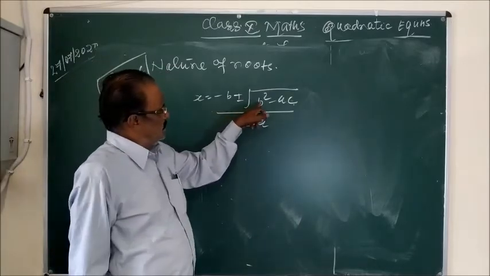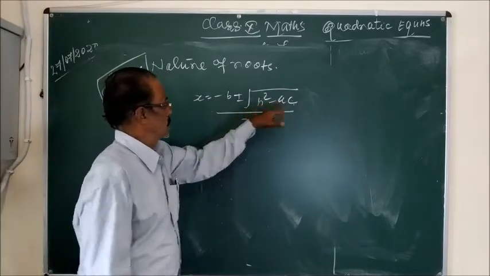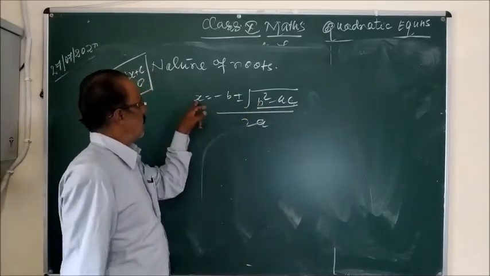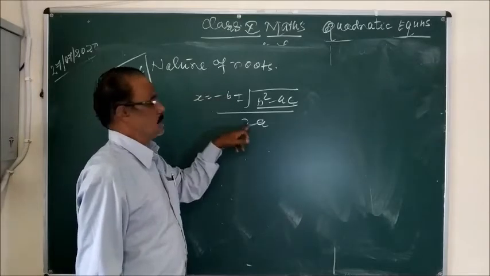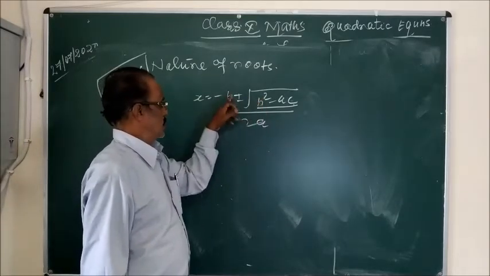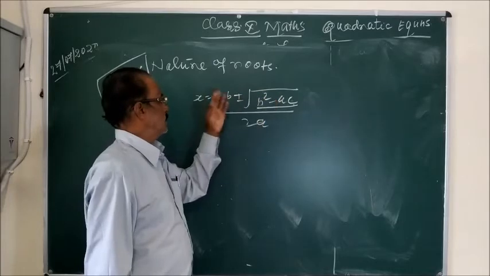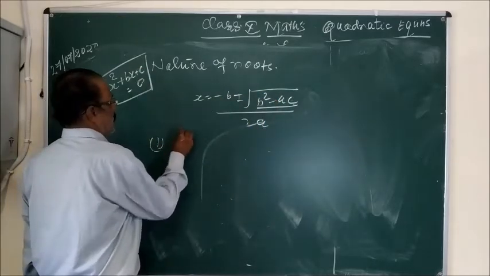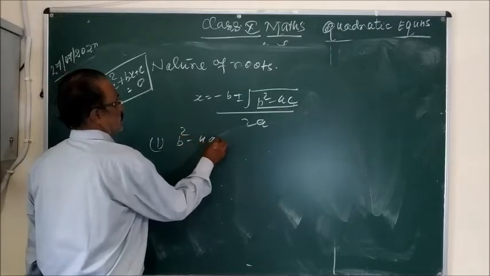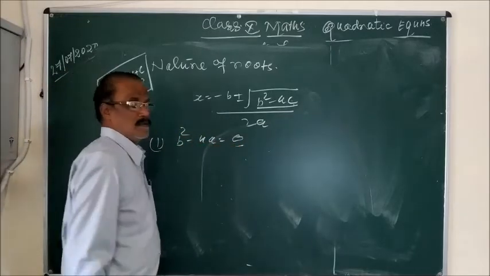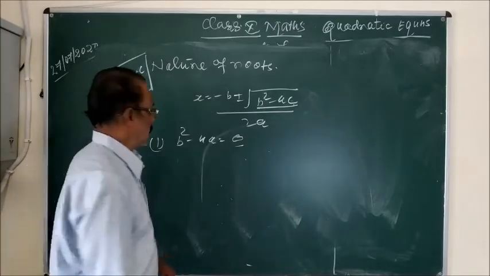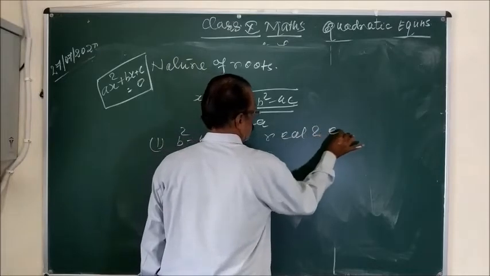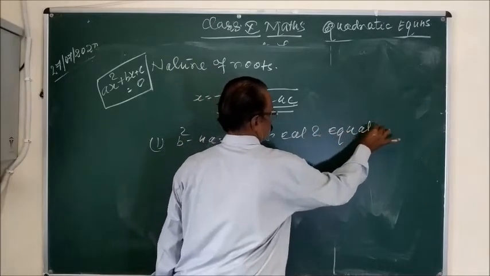Now you see this term b squared minus 4ac. If this is 0, what will be the value of x? Minus b by 2a plus 0, minus b by 2a; minus 0, minus b by 2a. This means if b squared minus 4ac is equal to 0, then what is the nature of the roots? The nature of the roots will be real and equal roots. This is called nature of roots.